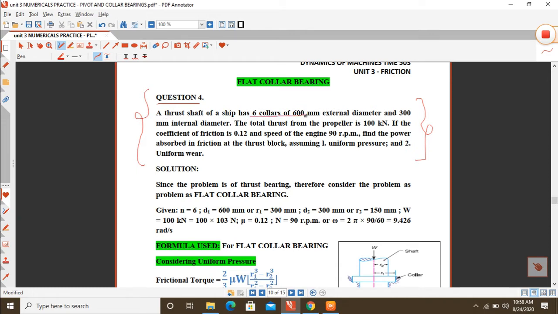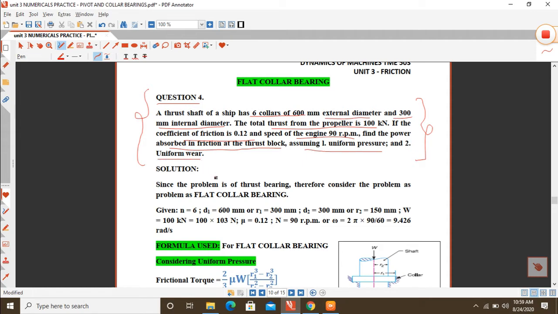that a thrust shaft of a ship has 6 collars. So this is the question of flat collar bearing where we are using multiple collars also. So a thrust shaft of a ship has 6 collars of 600 mm external diameter and 300 mm internal diameter. The total thrust for the propeller is 100 kilonewton. If the coefficient of friction is 0.12 and speed of engine is 90 rpm, again find the power absorbed in friction at the thrust block, first assuming uniform pressure and second assuming uniform wear.